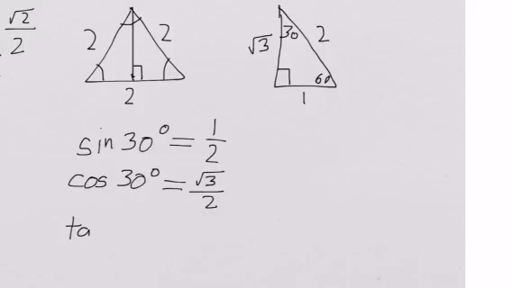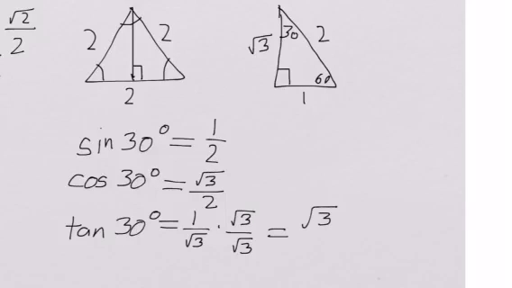And finally, tangent of 30 degrees is opposite over adjacent, so that's 1 over the square root of 3. And we'll rationalize the denominator, multiply both numerator and denominator by the square root of 3. And we get the square root of 3 over 3.